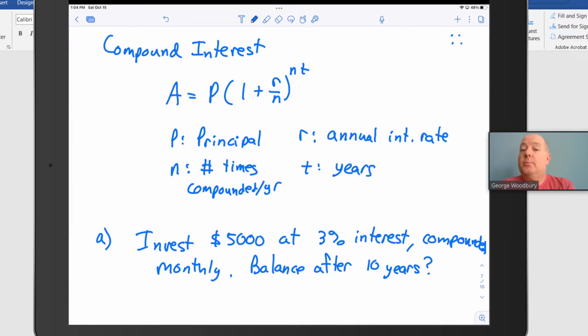Hi, I'm George Woodbury from College of the Sequoias in Visalia, California, and in this video we'll learn about the compound interest formula and we'll use it to find an ending balance.